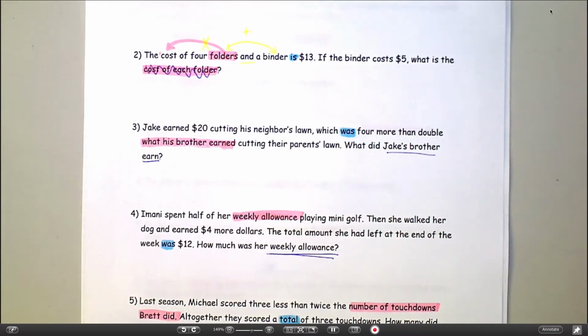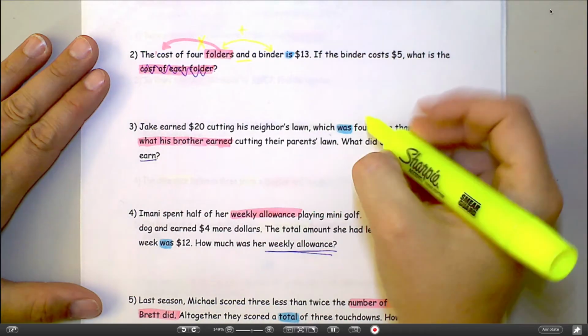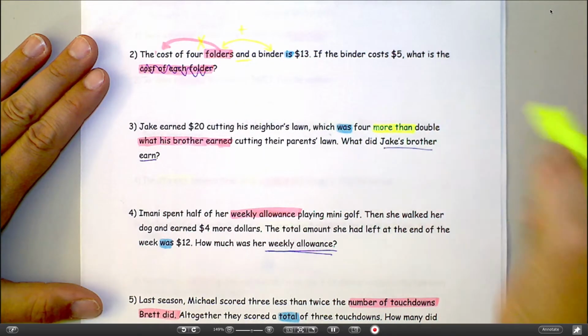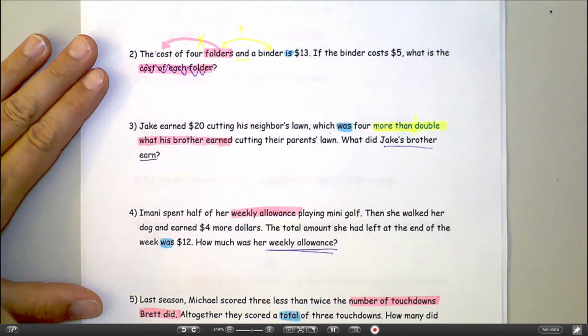Number 3, let's look for some operation words. Jake earned $20, which was 4 more than. That's an operation word that means addition. And then double is another operation word because that's telling me to multiply by 2. I think that's it for that one.